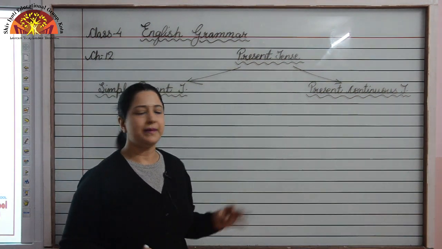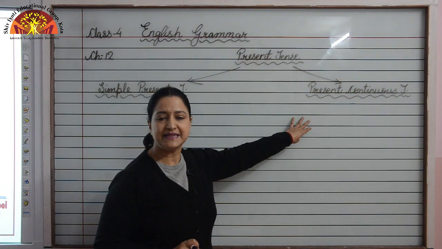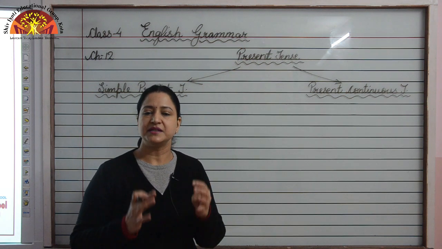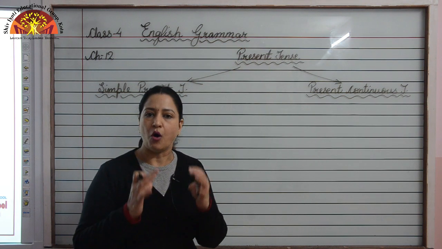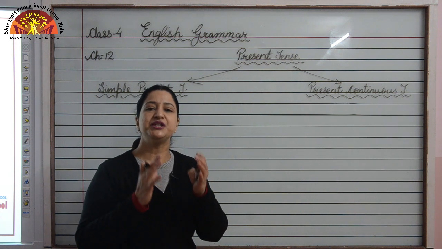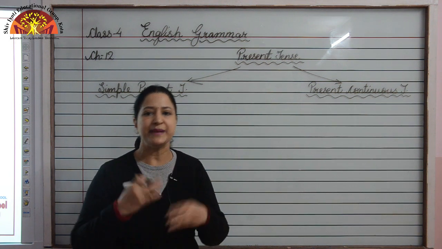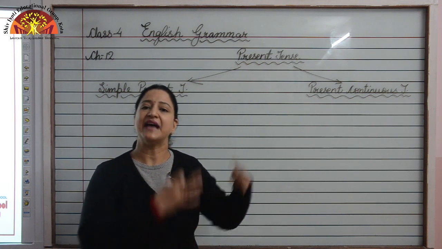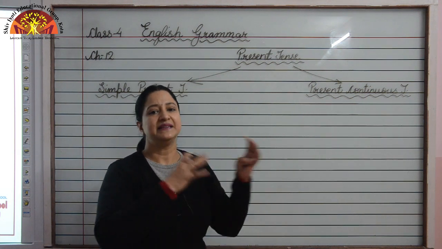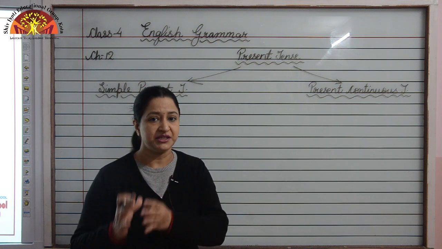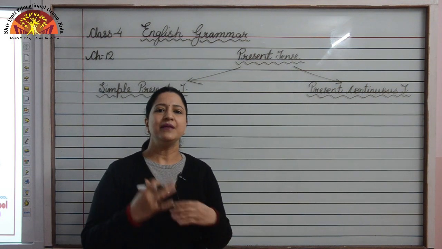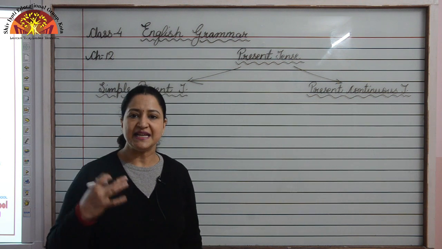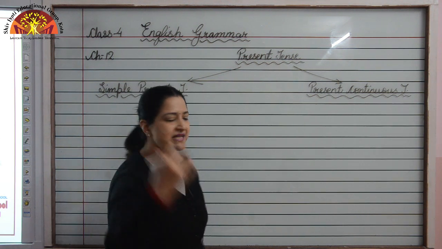Now let's talk about present continuous tense. Now what is present continuous tense? Present continuous tense is a form of a verb which is used at the time of speaking. While someone is speaking and the action is taking place, that is called present continuous tense. Now I am giving you an example.